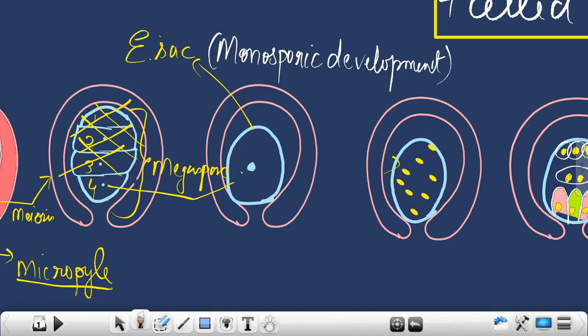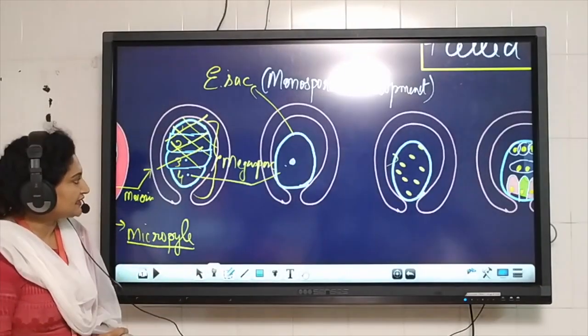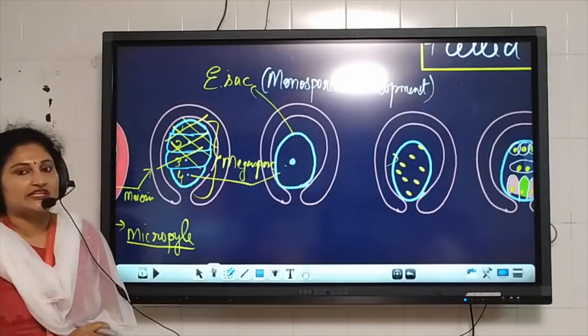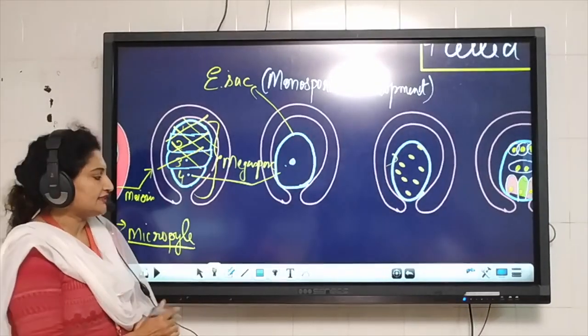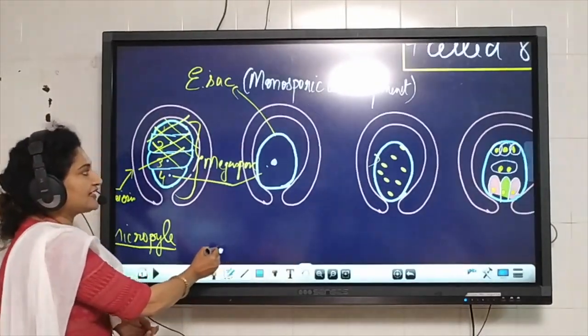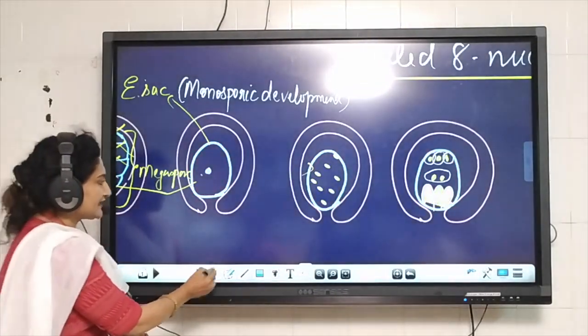So what is monosporic development? Of the 4 megaspores produced, 3 degenerate and only one becomes the embryo sac. Such a development is called monosporic development. Now we have the next diagram with an embryo sac and a single nucleus.